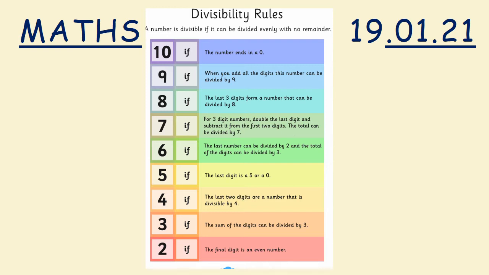For 7, for 3-digit numbers, double the last digit and subtract it from the first 2 digits. The total can be divided by 7. For 6, the number can be divided by 2 and the total of the digits can be divided by 3. For 5, the last digit is a 5 or a 0. For 4, the last 2 digits are a number that is divisible by 4. For 3, the sum of the digits can be divided by 3. For 2, the final digit is an even number.